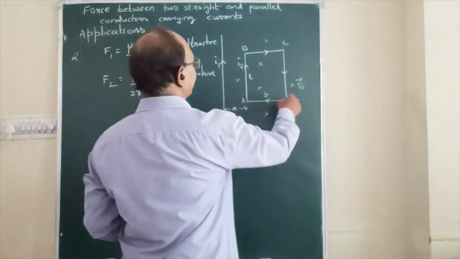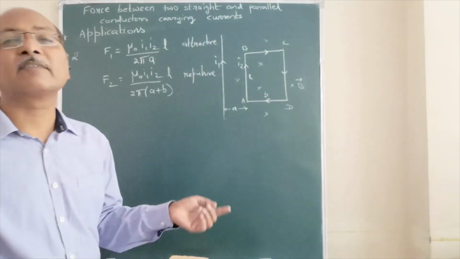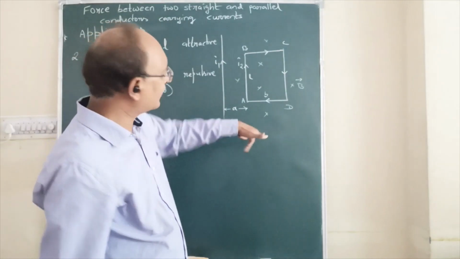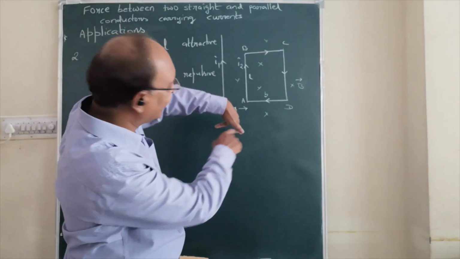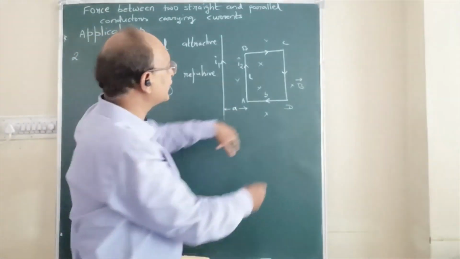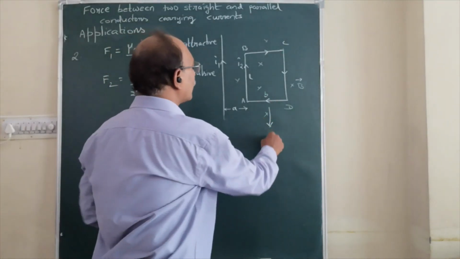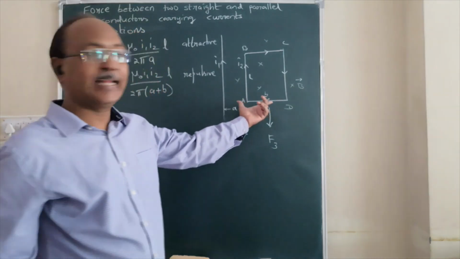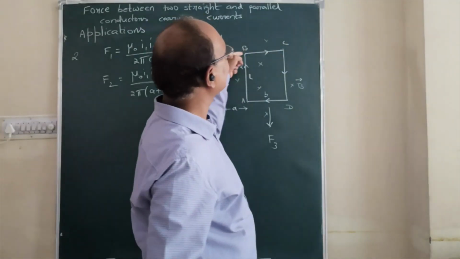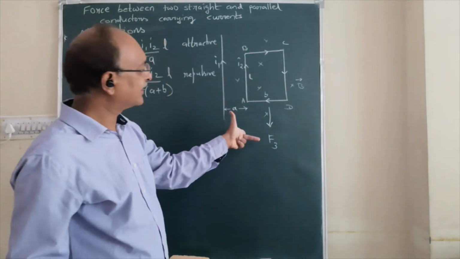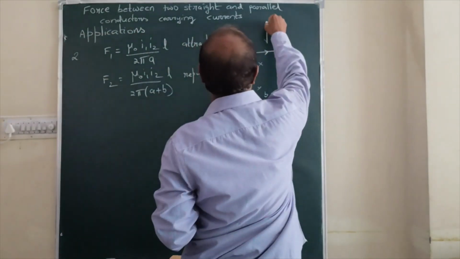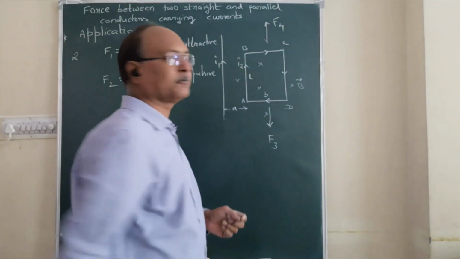Suppose you take this wire and apply Fleming's left hand rule. The magnetic field is into the plane, and current is passing in this direction. So the thumb is pointing downwards. The force acting on the wire AB will be downwards. And the force acting on the wire BC, again you can indicate like this, will be upwards. So here F4 will be upwards.